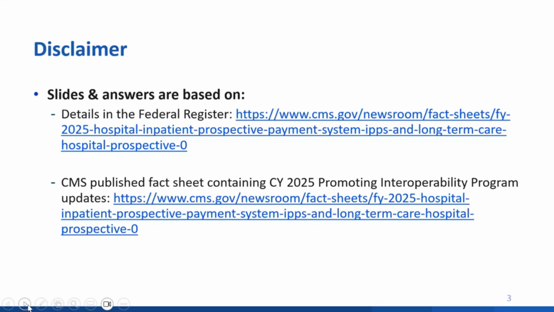As a disclaimer, slides and answers are based on details in the Federal Register and can be found at the link on the screen, as well as the CMS published fact sheet containing calendar year 2025 Promoting Interoperability Program updates, which can also be found at the link on the screen.